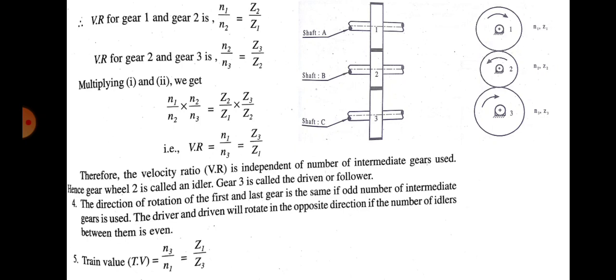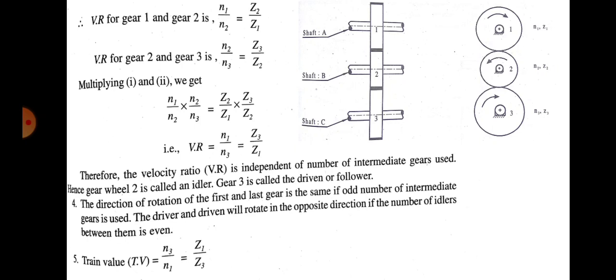Therefore the velocity ratio is independent of the number of intermediate gears used. Hence gear wheel 2 is called an idle gear or idler. Gear 3 becomes the driven or follower. The direction of rotation of the first and the last gear is the same if an odd number of intermediate gears are used. The driver and the driven will rotate in opposite directions if the number of idler gears is even. I hope you understand this particular concept.